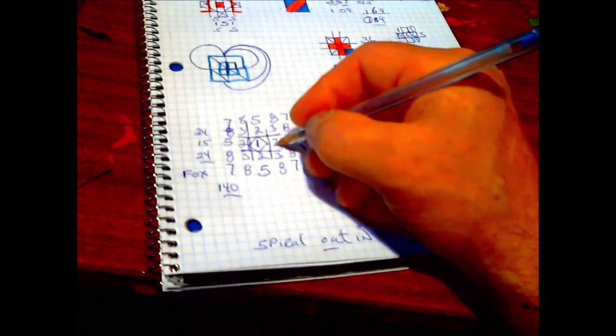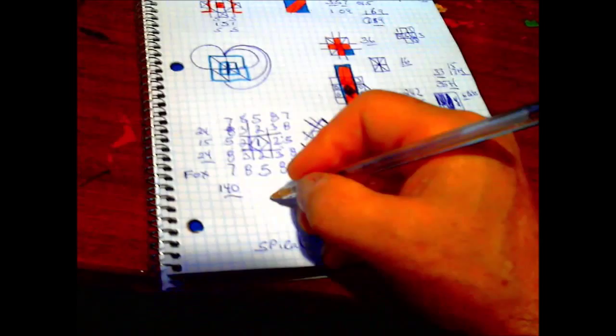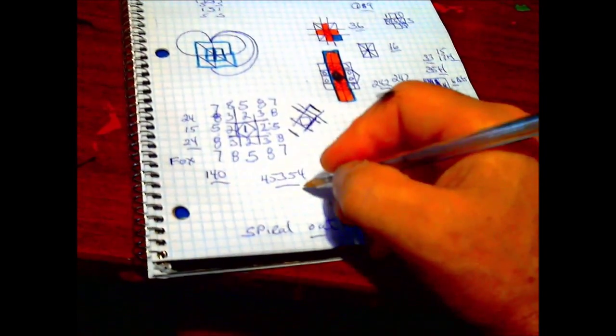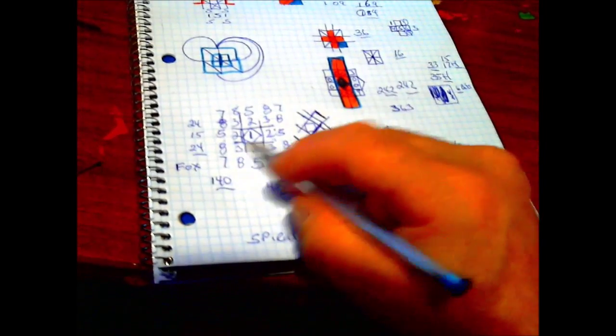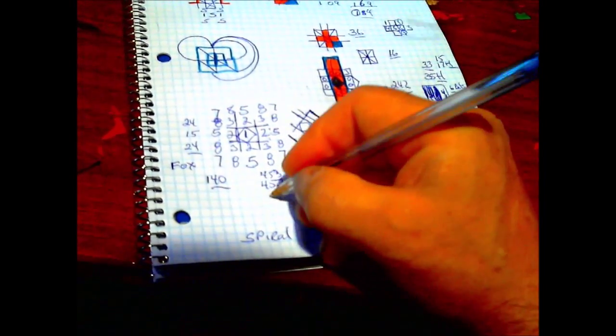13 equals 4. 5, 3, 5, 4. 4, 5, 3, 5, 4. That's the answer. The total is 8.